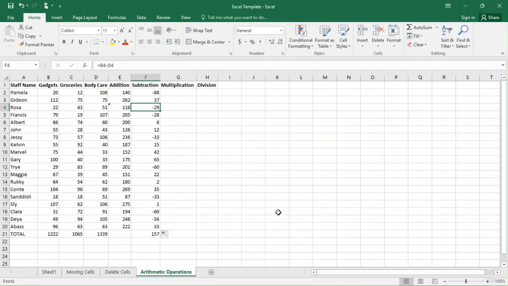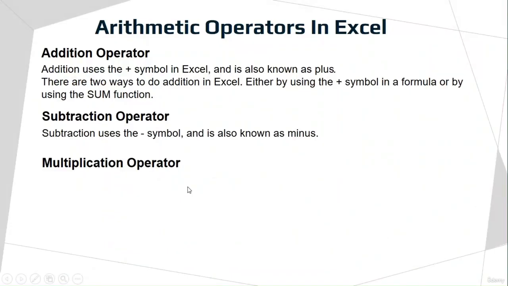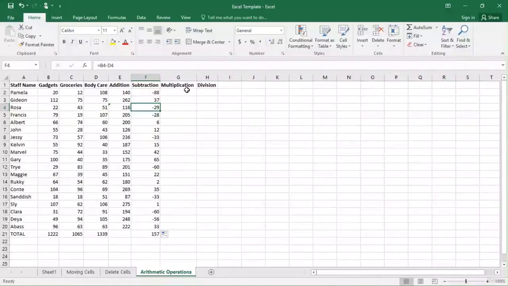Let's take a look at the next operator, multiplication. Multiplication uses the asterisk symbol in Excel. To multiply, press your equal to. Remember to always put your equal to before you start any calculation. Let's multiply the gadget sales with the grocery sales. The calculation might make no sense to you, but we're using it to understand how this operator works.